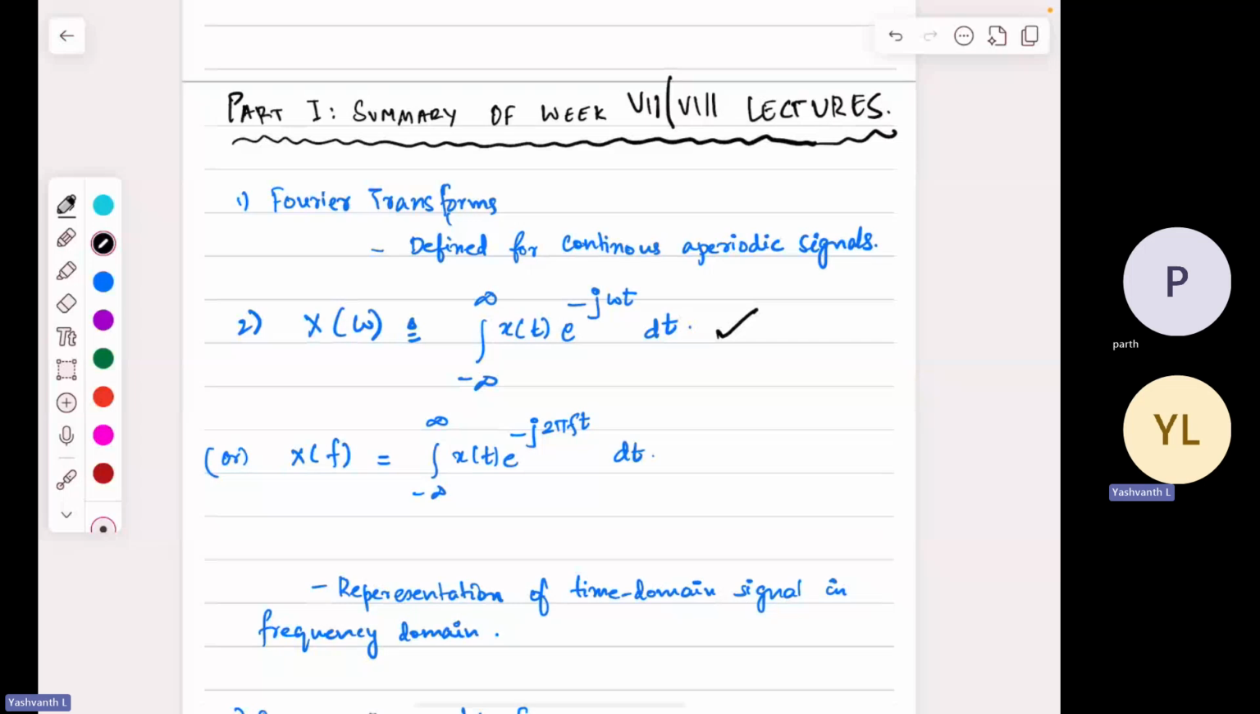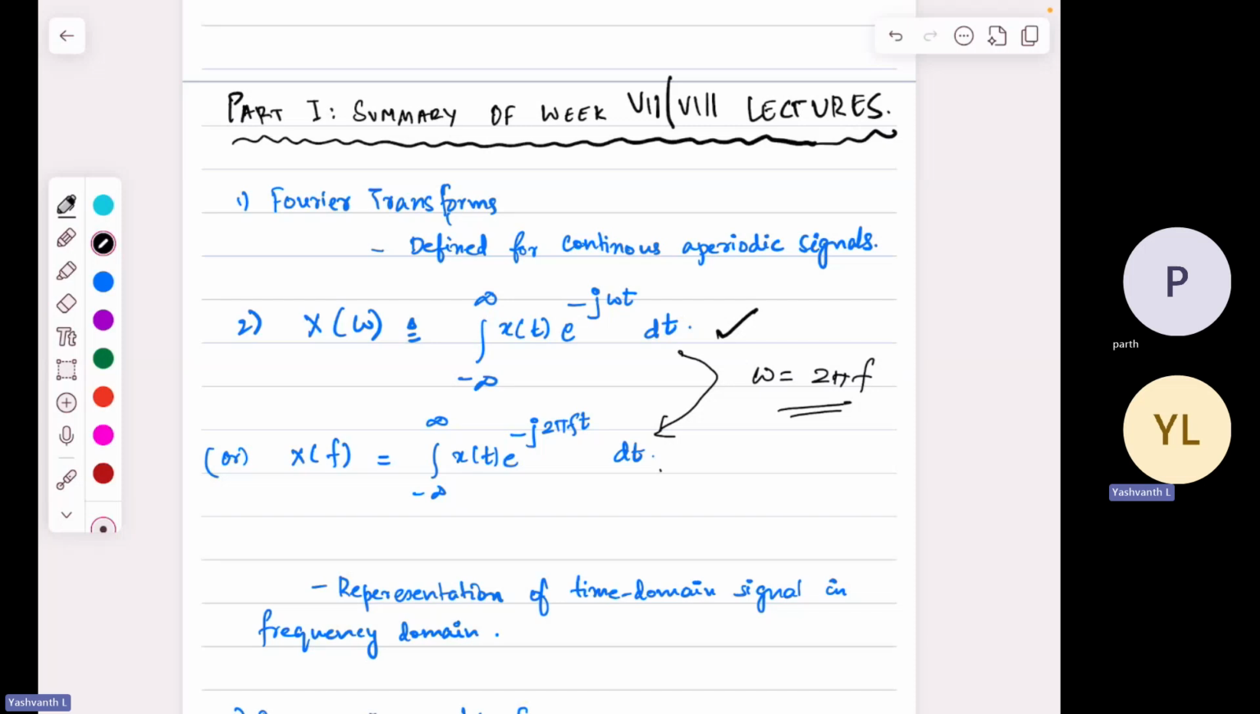Okay, so recall that the Fourier transform is defined for continuous time aperiodic signals, and the definition goes as follows. You have the notion of what is called the frequency. So this omega is what is called the angular frequency. X of omega is defined as integral from minus infinity to plus infinity of x of t e power minus j omega t dt. Or equivalently, in the linear frequency domain, it's X of f equals integral from minus infinity to plus infinity of x of t e power minus j 2 pi f t dt. So the only difference is that if you put omega equal to 2 pi f, you get the relation in the other representation.